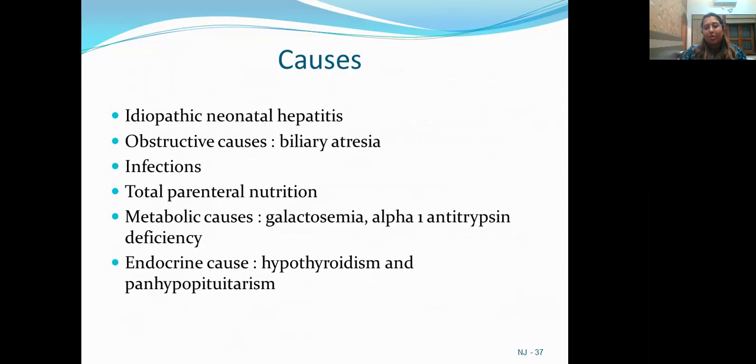conjugated jaundice are idiopathic neonatal hepatitis, obstructive causes like biliary atresia or a choledochal cyst or cholelithiasis in certain cases, infections like intrauterine infections or the TORCH infections or sepsis, total parenteral nutrition where the intralipid portion causes cholestasis, metabolic causes like galactosemia, alpha-1 antitrypsin deficiency, glycogen and lipid storage disorders, or endocrine causes where hypothyroidism is a preventable cause and therefore needs to be evaluated, and panhypopituitarism.